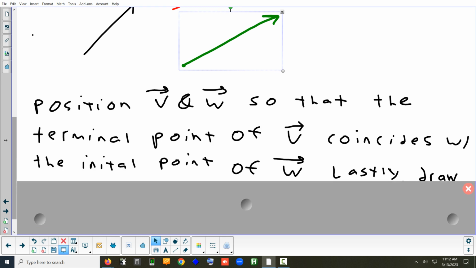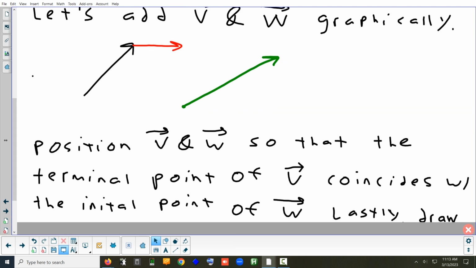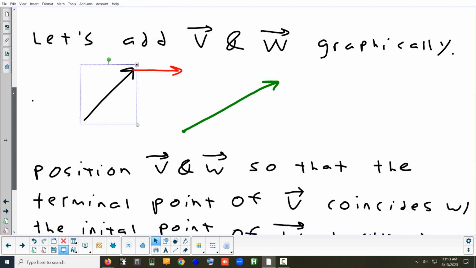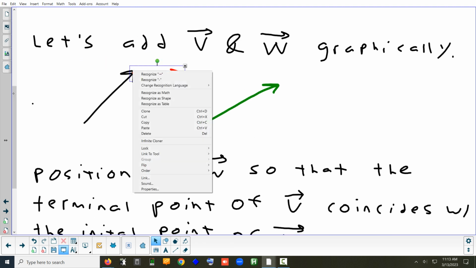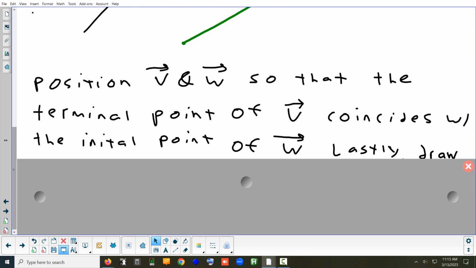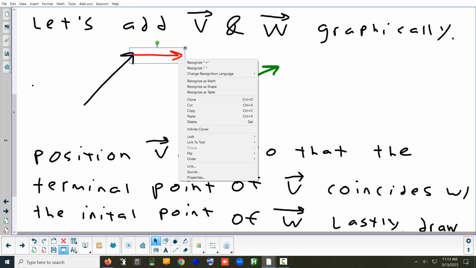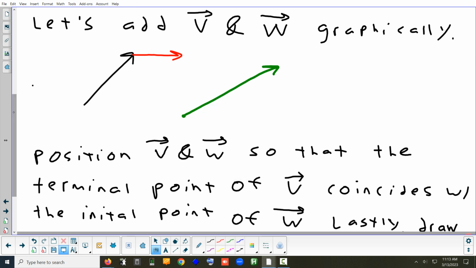So if you want to add two vectors, like v and w, you want to position them so that the ending point of the first vector, the ending point of the black one, lines up with the starting point of the next one. That's the part of v right there, the red one. So the first thing is you line them up, and then you draw in a line from where you started to where you finished. And you can follow the path of the arrows to see where you finish. And you could do as many as you want.